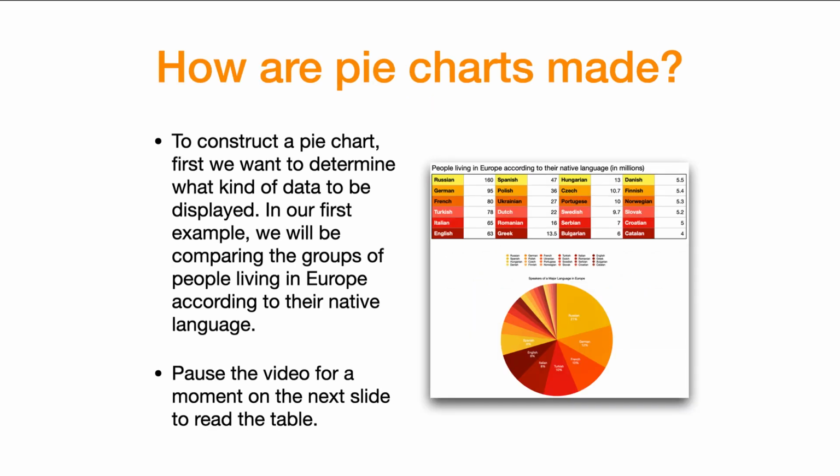How are pie charts made? To construct a pie chart, first we want to determine what kind of data to be displayed. In our first example, we will be comparing the groups of people living in Europe according to their native language. Pause the video for a moment on the next slide to read the table.